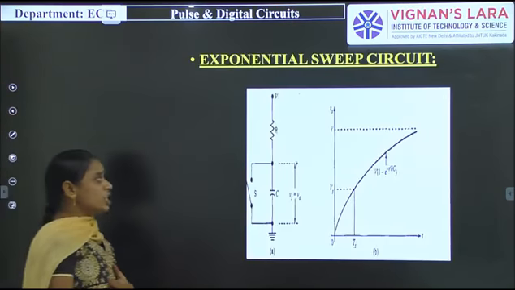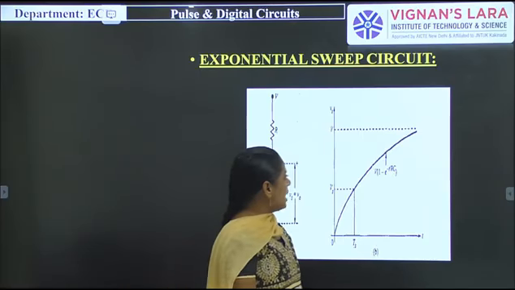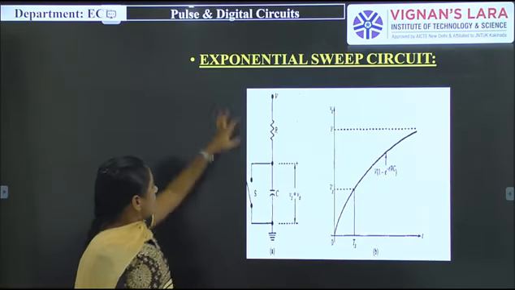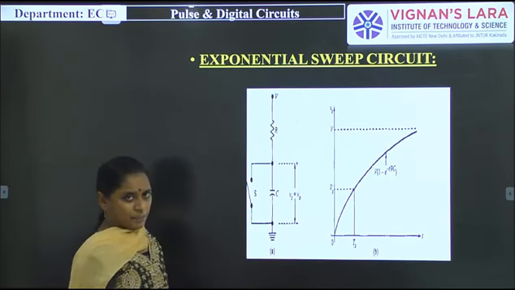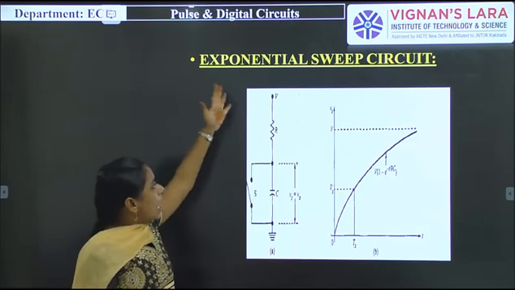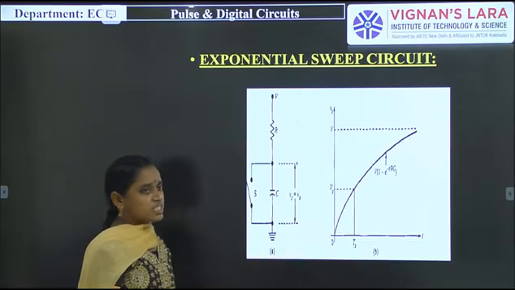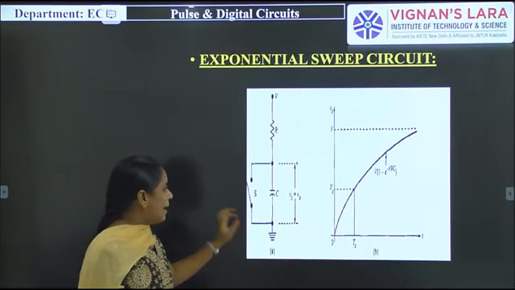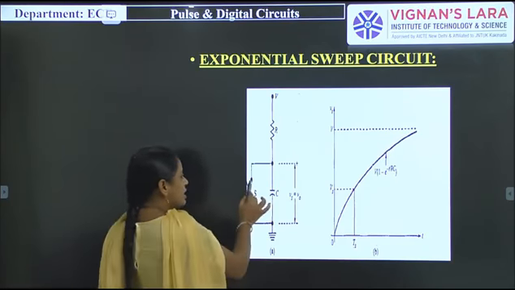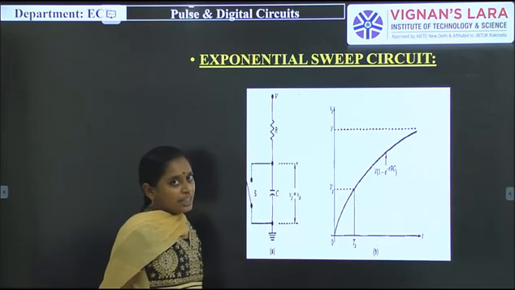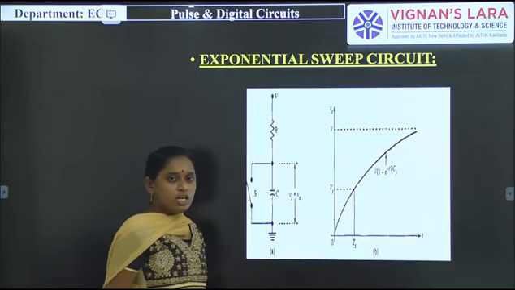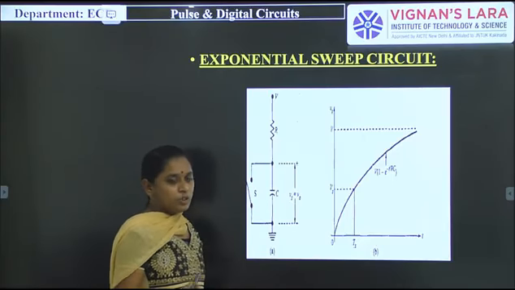And the next one is the exponential sweep circuit. So what is meant by this exponential sweep circuit? Here the simple connection consists of a resistor and a capacitor. Across the capacitor we connect a switch. When we apply the voltage here, the capacitor starts charging. But it majorly depends upon the position of the switch. When the switch is in the open condition, the voltage V is given to the capacitor, and the capacitor starts charging.